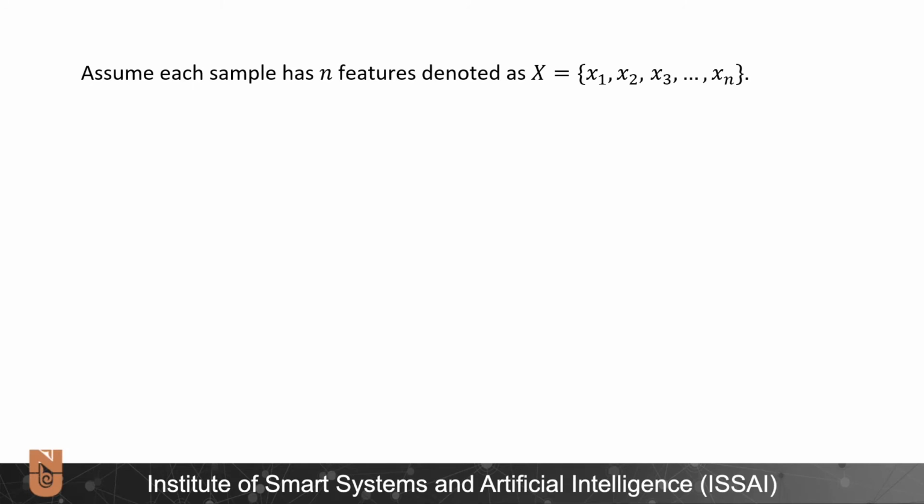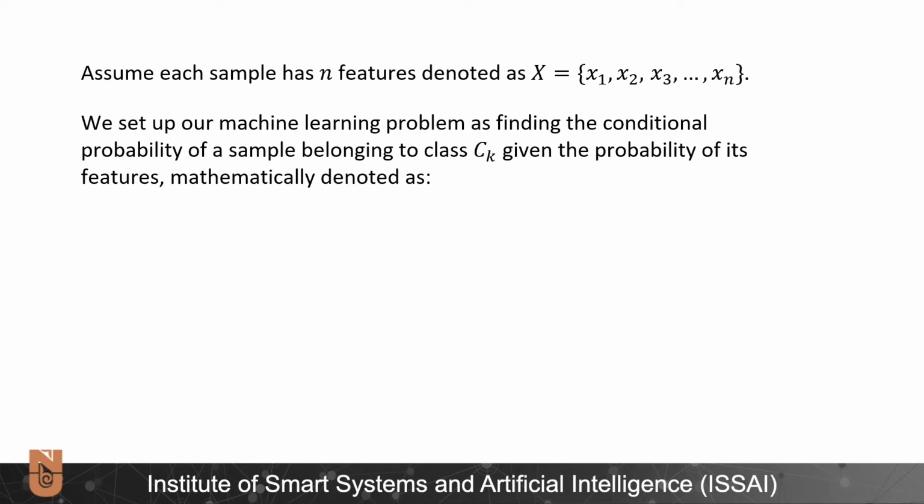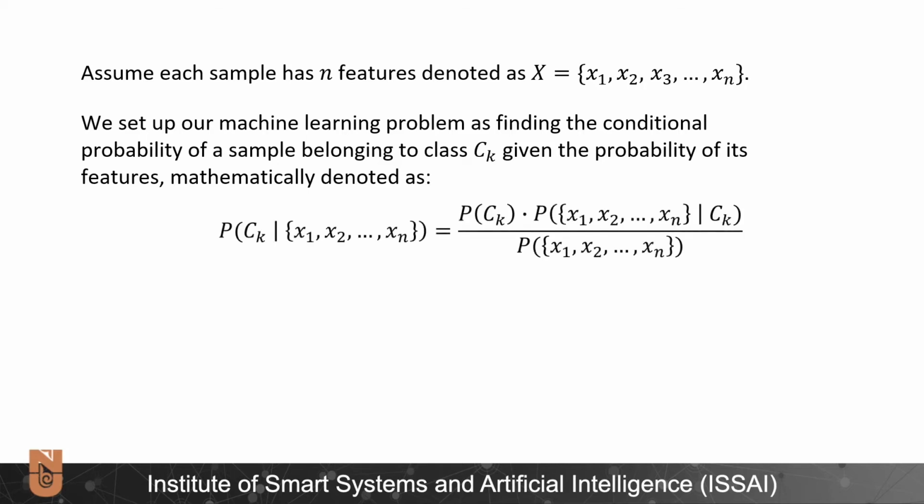Let's assume that each sample has n features denoted as x, and we set up our machine learning problem as finding the conditional probability of a sample belonging to class C given the probability of its features. We mathematically denote it as probability of class given features equals probability of class multiplied by probability of features given class, divided by probability of features.